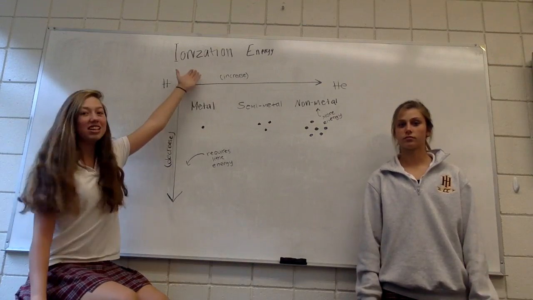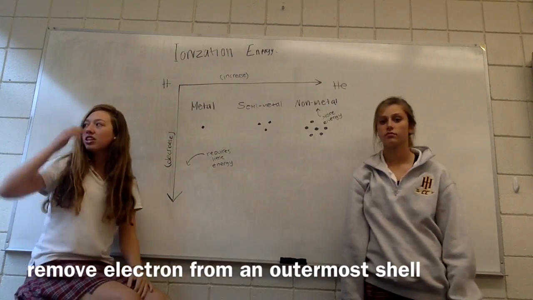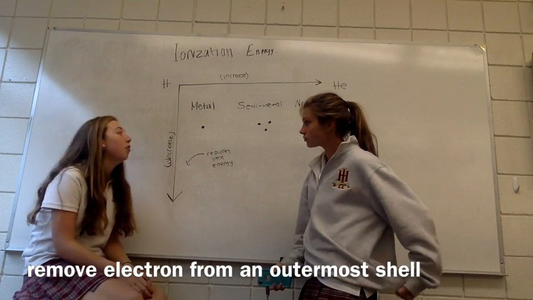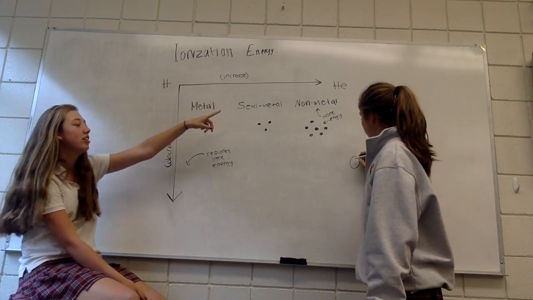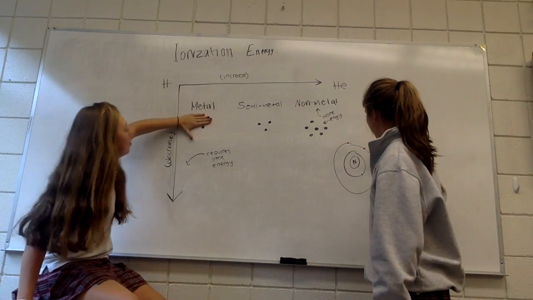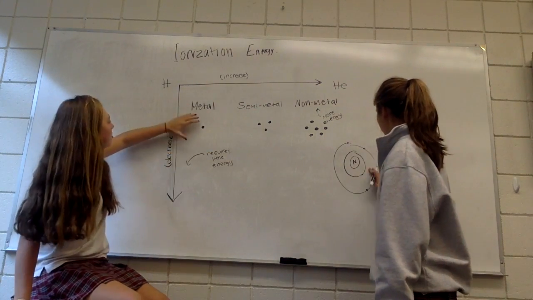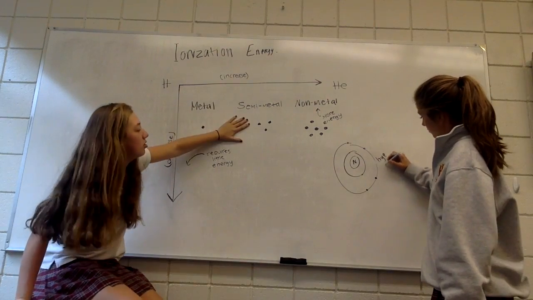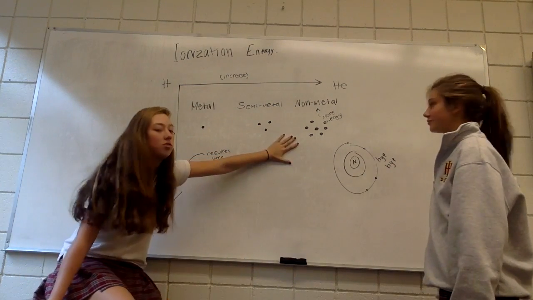Now we're going to talk about ionization energy. Ionization energy is when you remove an electron from the outermost shell. As you can see here, here's hydrogen, there's helium, and as you go down the periodic table, it decreases, and as you go over, it increases. So here are the metals, the semi-metals, and the non-metals over there. In the metals, there's little energy, and in the semi-metals it increases, so there's more energy, but then in the non-metals, there's a lot more energy.